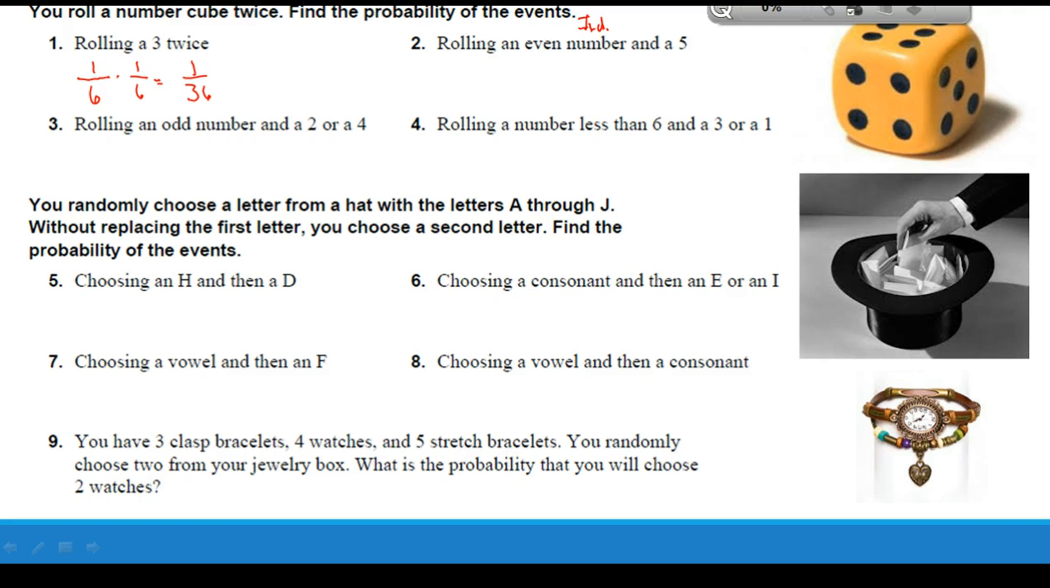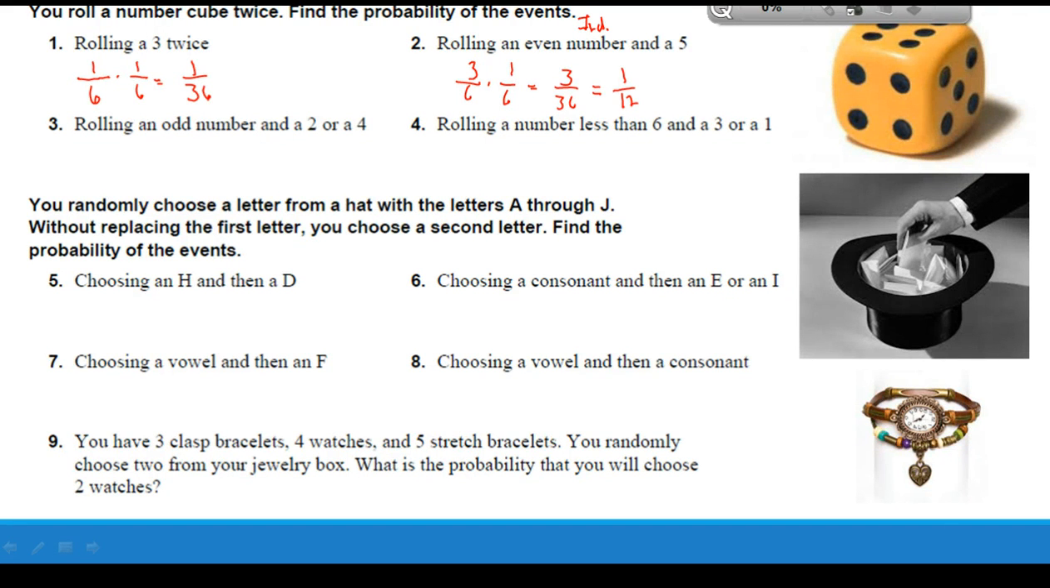Okay, rolling an even number and a 5. So the even numbers are 2, 4, and 6, and there's 3 of them, and there's 6 numbers to roll. And a 5, there's only 1 of them, and there's 6 numbers to roll. So this would be 3 times 1, which is 3, and 6 times 6, which is 36. So 3/36, which is 1/12. Good. I was just looking at my answers and I thought I had a different answer. I did not. It was right.